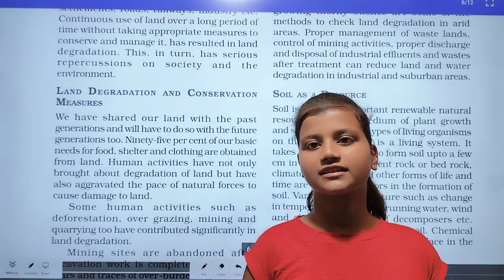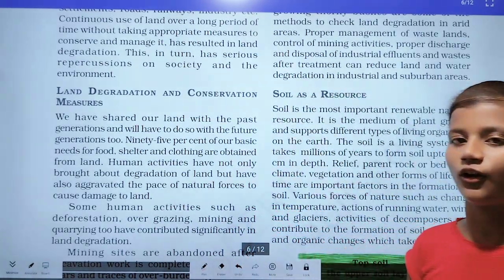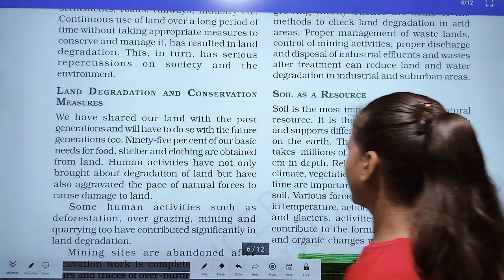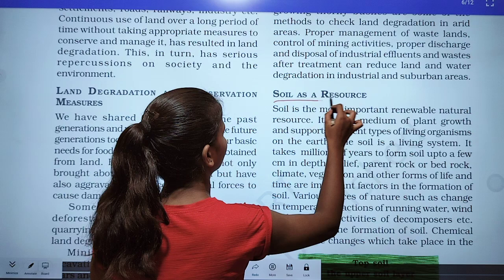So in this video we will discuss soil. In the previous video we had already discussed land, and in this video we will discuss soil as a resource.